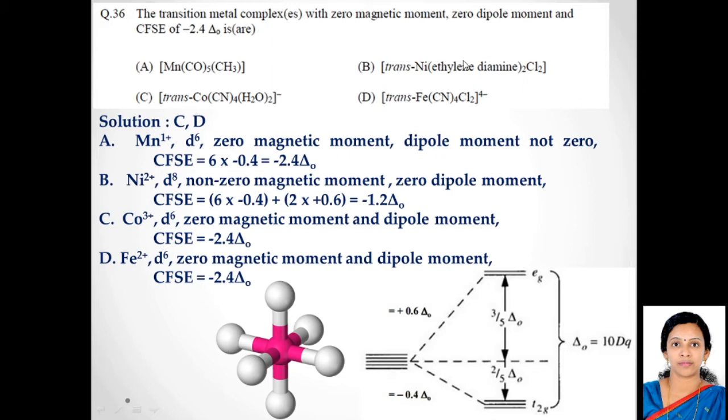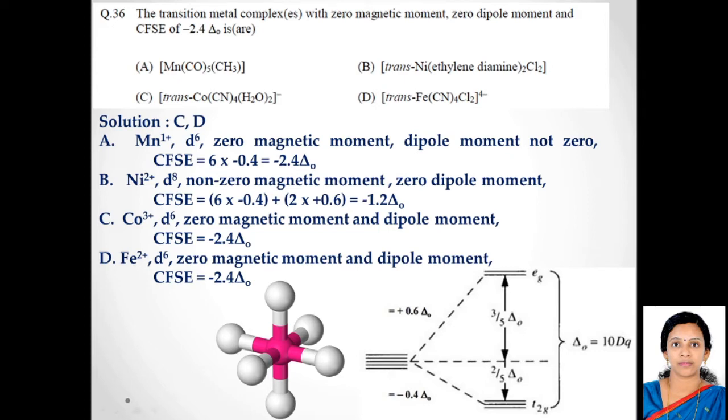Option B is a nickel complex with ethylene diamine and chloride ligands. Ethylene diamine is a neutral ligand. Chlorine is anionic. Two chlorines, that means we will have a nickel 2 plus complex. So a nickel 2 plus will have a d8 electronic configuration. Now a d8 electronic configuration in an octahedral environment, you will have 6 electrons in t2g and 2 in the eg. So 2 eg electrons means singly occupied eg orbitals. So each of the eg orbitals will have 1 electron.